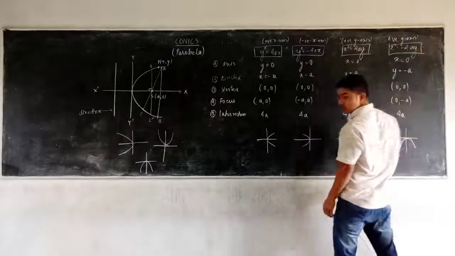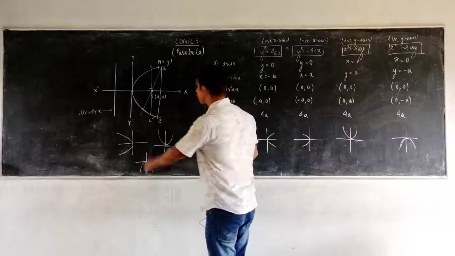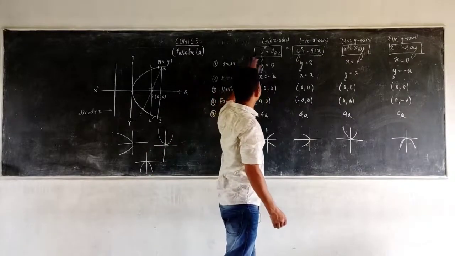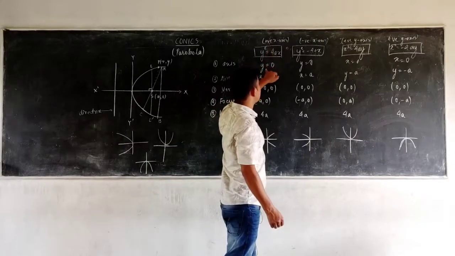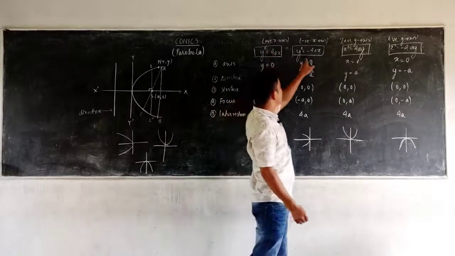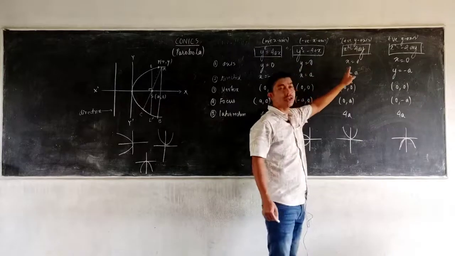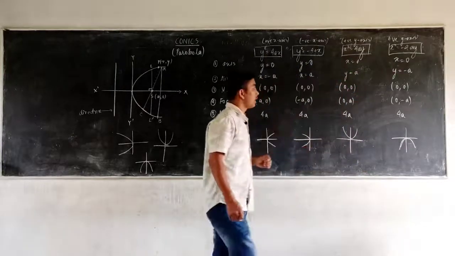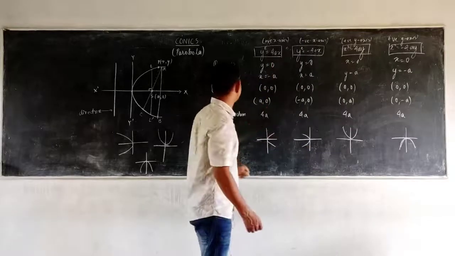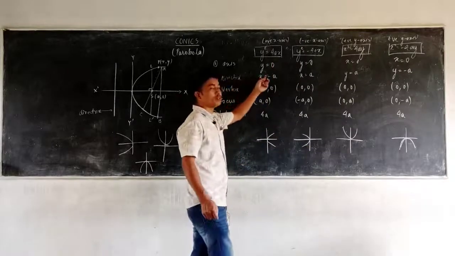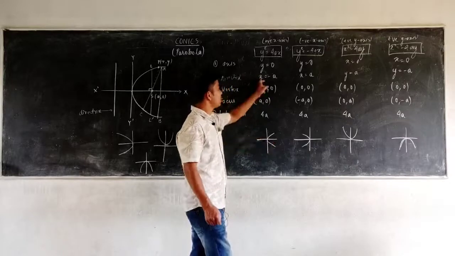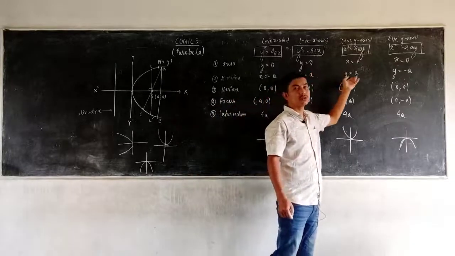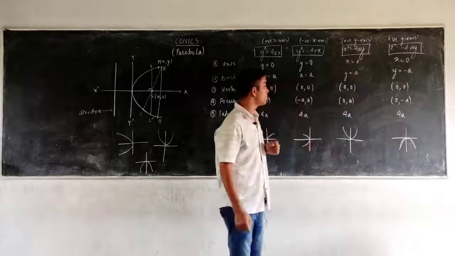So now the first one, the axis of the parabola, as the positive x-axis, is y equals to 0. For this also y equals to 0, and for that it is x equals to 0, and for the negative it's the same, that is x equals to 0, the y-axis. Now the directrix, in this case the first one, is x equals to minus a. Here it is x equals to a, there it is y equals to a, and the last one is y equals to minus a.